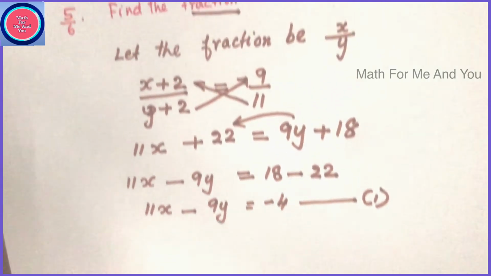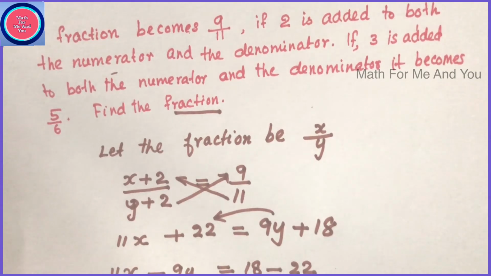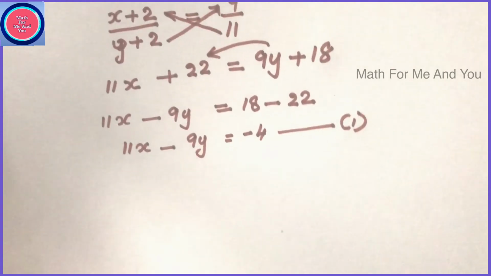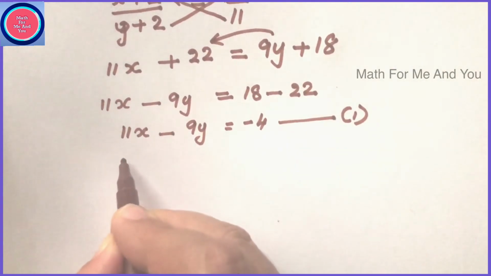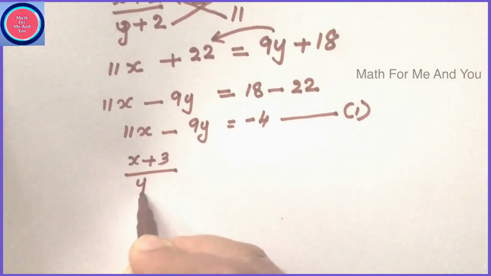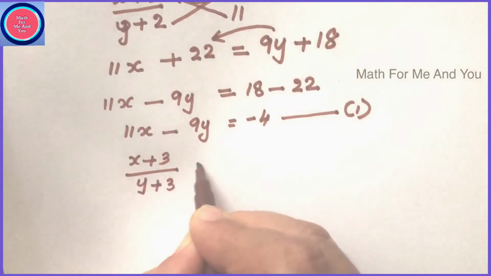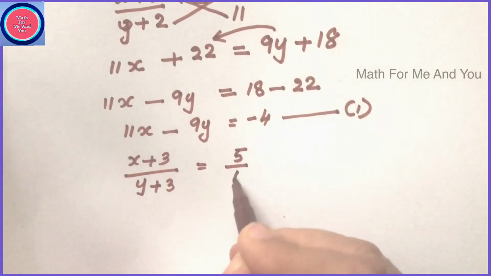Similarly, we can find the second equation. For that, we look at the second condition given. If 3 is added to both the numerator and denominator, the fraction becomes 5 over 6. So we can add 3 to the numerator, then we get x plus 3 in the numerator position. To y we add 3, so it becomes y plus 3. Then the fraction is equal to 5 over 6.